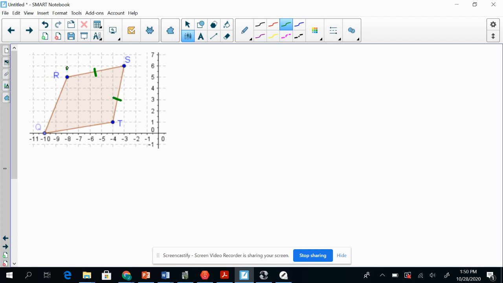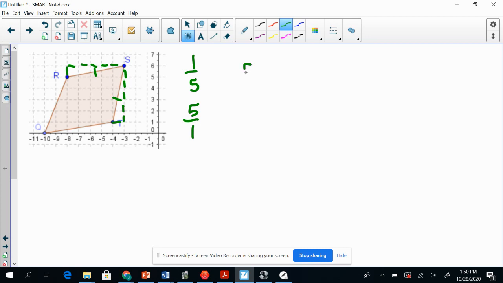So again, you can count your slope. 1, 1, 2, 3, 4, 5. So 1 over 5. And then 1, 1, 2, 3, 5 over 1 again. This one's positive. This one's also positive, but it's a rise of 5, run of 1. So the slopes are not the same. So they're definitely not parallel, which is good because they're adjacent.